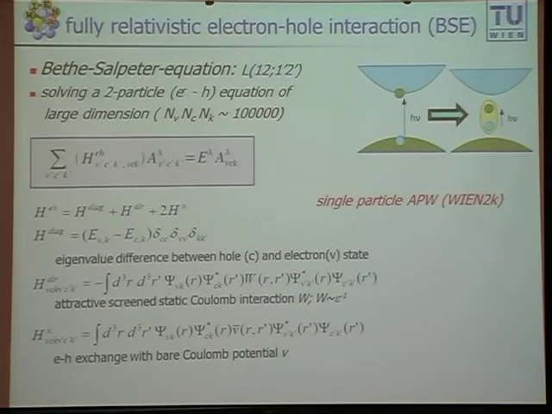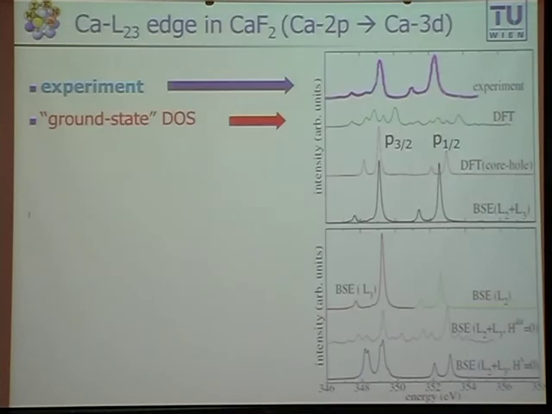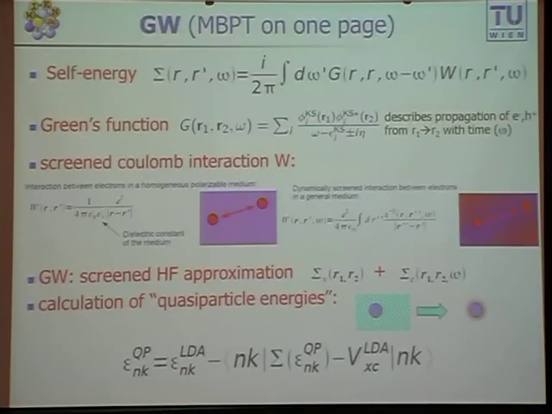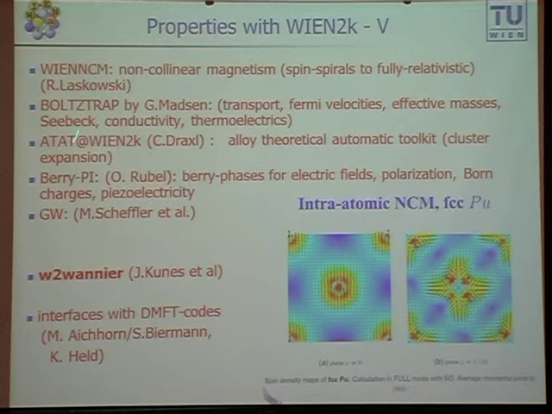It's called the Bethe-Salpeter equation, solving basically a two-particle Schrödinger-like equation with some approximation. I don't talk about these excitonic effects. There is no time. Just let me finish with some other properties. Boltzmann transport can be done. There is an alloy theoretical automatic toolkit, that means cluster expansion. You can do these phases, which we heard this morning and yesterday, also with WIEN.